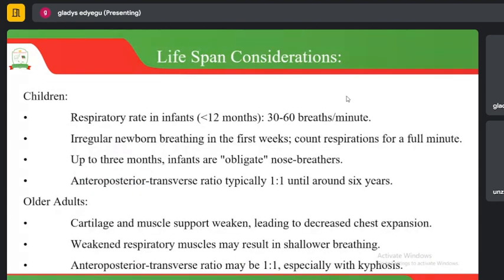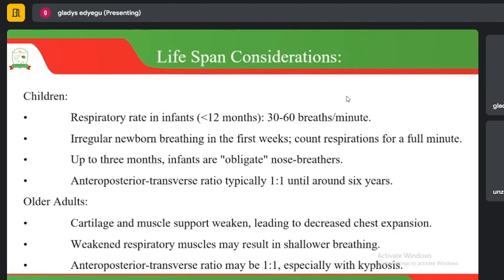I want us to look at the lifespan considerations, especially in children and also in older adults. For the case of children, the respiratory rate of infants, those less than 12 months, which is less than a year, is supposed to be between 30 to 60 breaths per minute. So when an infant has come and the breaths are below 30 or above 60, then you should suspect an abnormality in the patient's respiratory system.